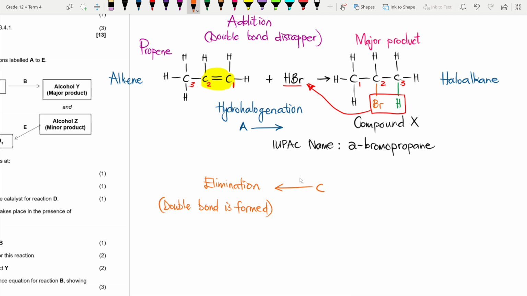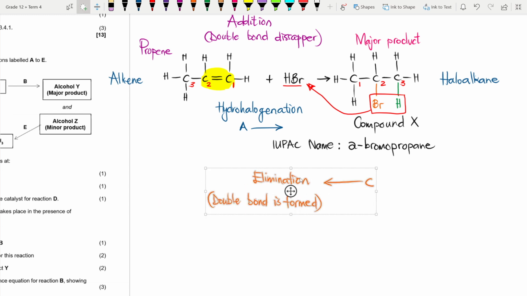Okay, we can specify what kind of elimination this is. By the way, we are removing hydrogen and halogen, so it's called what?